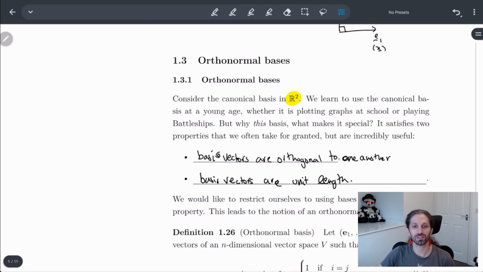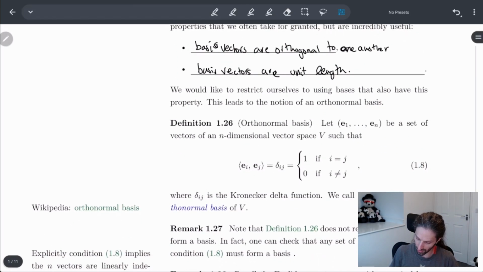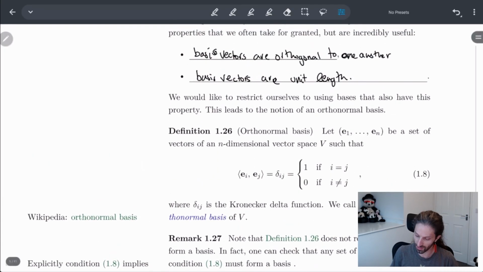The reason we say unit instead of length 1 is because if we're talking about arbitrary vector spaces, we're not necessarily going to be over R. We might be over some other field, so it's worthwhile to not force it to be 1 if we don't need to. These are the two properties we're going to need, and those two properties are precisely the idea of an orthonormal basis.